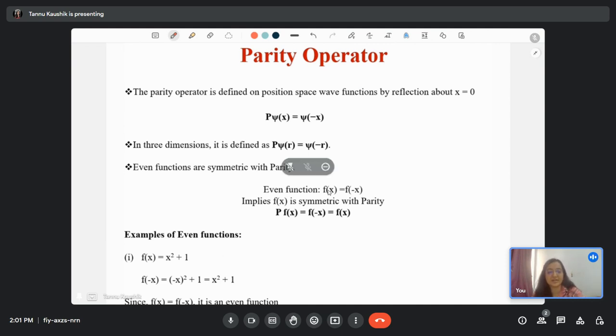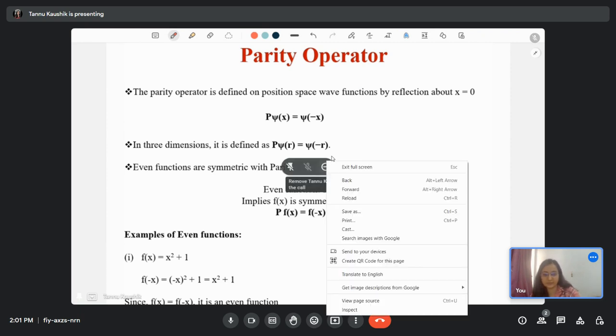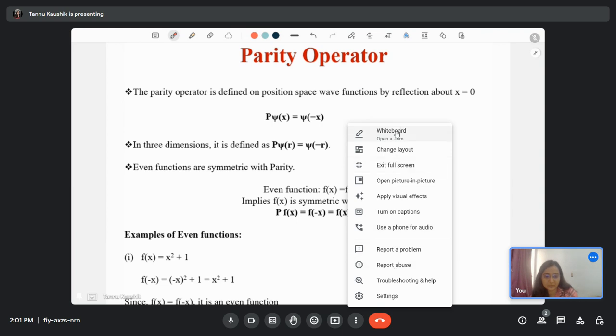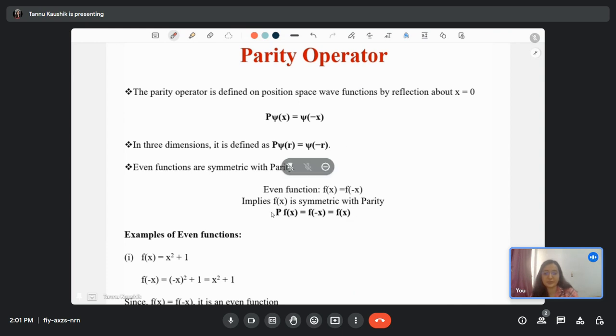It is very well understood that even functions are symmetric with the parity operator, because when we see that a function is giving us f(x) is equal to f(minus x), when we are substituting x with minus x, we are getting f(x) is equal to f(minus x). Then it implies that the function is symmetric with parity.